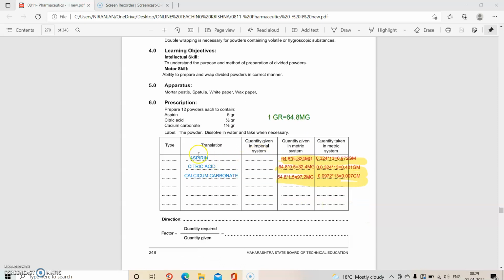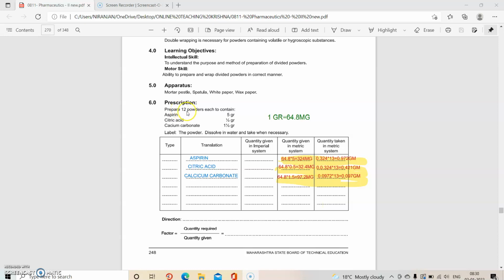So let us convert. Aspirin 5 grain means 5 into 64.8, that is 324 milligram in each packet. Again, citric acid 0.5 grain, that is 64.8 into 0.5, that is 32.4 milligram, and calcium carbonate 64.8 into 1.5, 1.5 grain, that is equal to 97.2 milligram. So these are the quantities given in each packet, and we have to prepare 12 such packets.